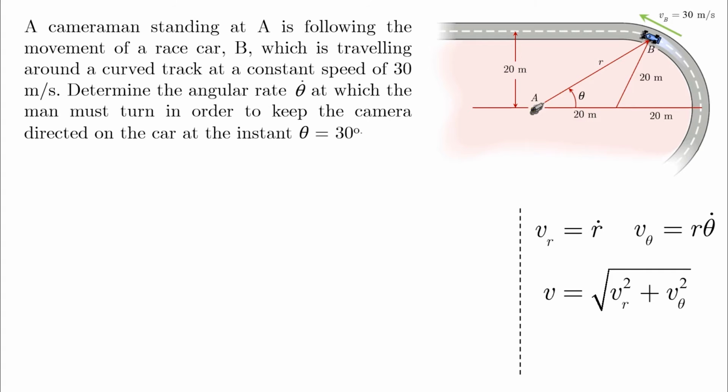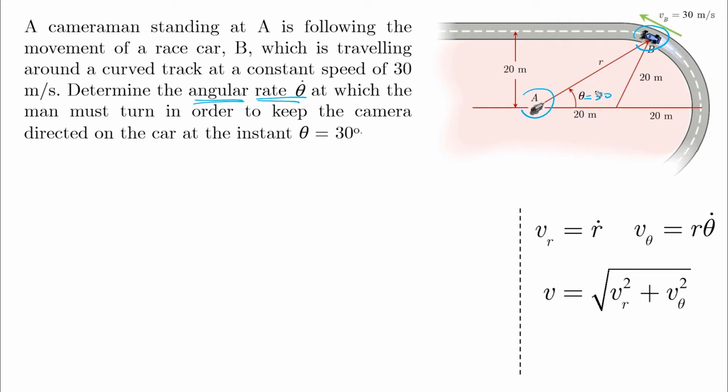A cameraman standing at A is following the movement of a race car B, which is traveling around the curved track at a constant speed of 30 meters per second. Determine the angular rate theta dot at which the man must turn in order to keep the camera directed on the car at the instant theta equals 30 degrees.